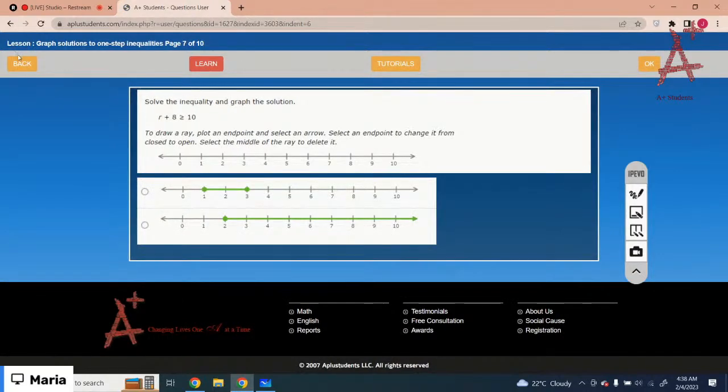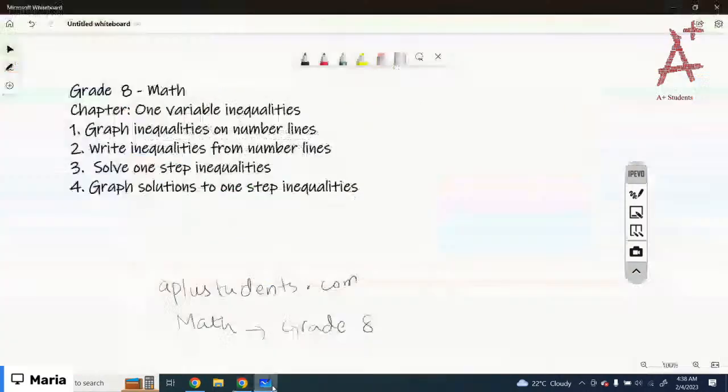Okay, you can complete the test by yourself later today. So we are working on grade 8 maths. The chapter we are working on is one variable inequalities. And the lessons we have covered today are graph inequalities on number lines, write inequalities from number lines, solve one-step inequalities, and the one we just did is graph solutions to one-step inequalities. So if you have any question, you can ask. I'm here to answer all your questions.